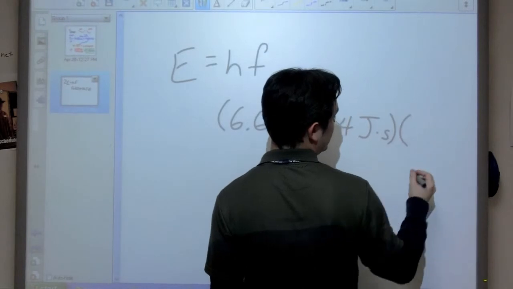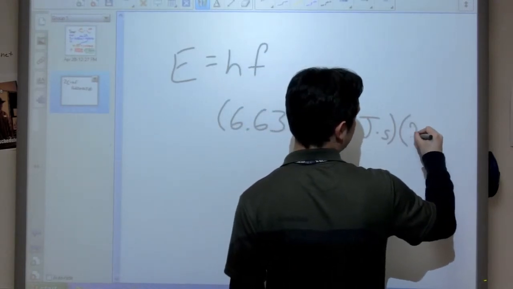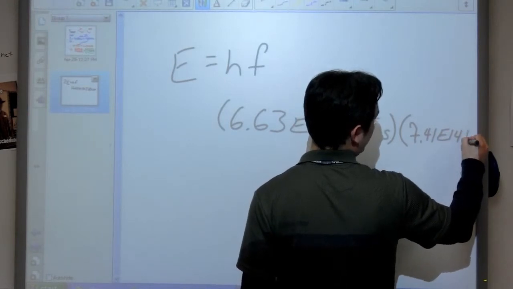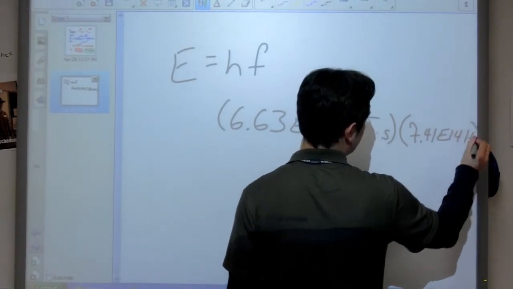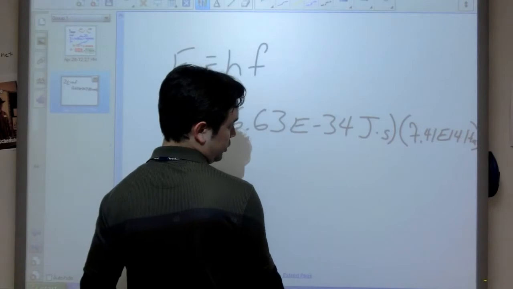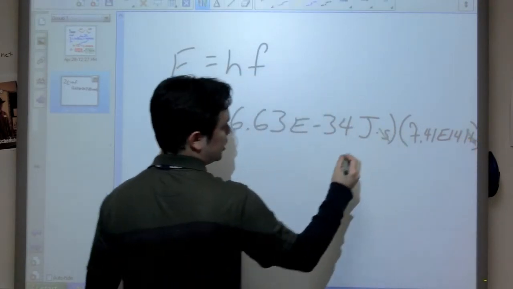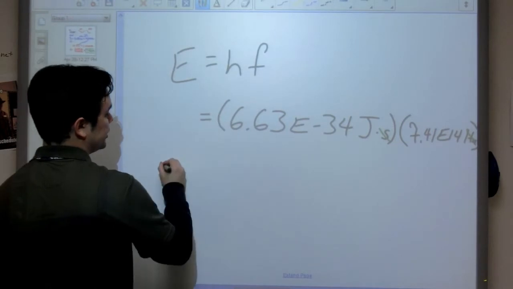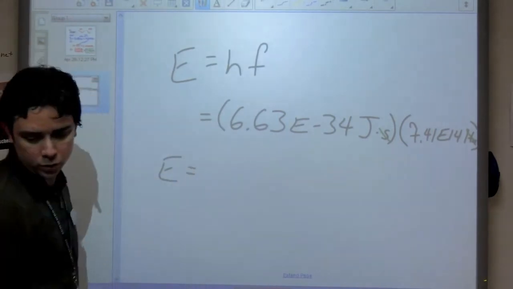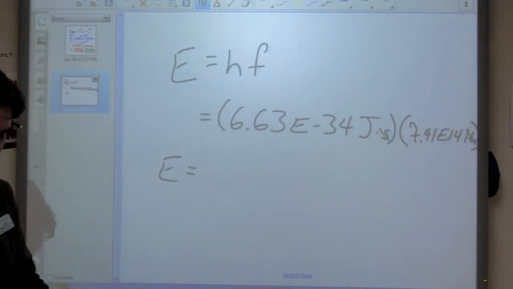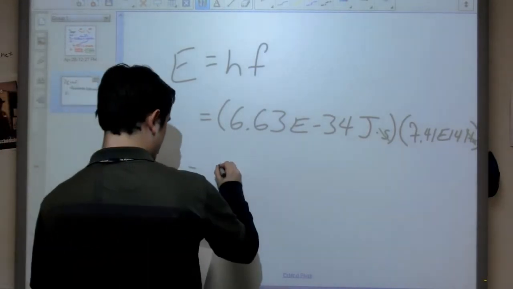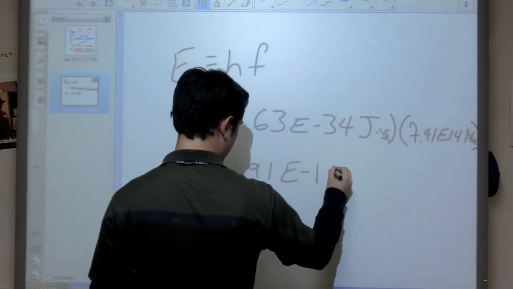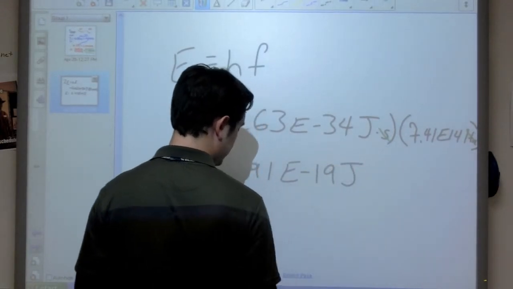And I'm going to do frequency, which we just found, 7.41 times 10 to the 14th hertz, which is 1 over seconds. Our 1 over seconds, which is a hertz, cancels out with the seconds, and we're left with joules, which is our unit of energy, which is good, because that's what we're looking for. So my energy is going to be equal to, running through those numbers in joules, I get 4.91 times 10 to the negative 19th joules.